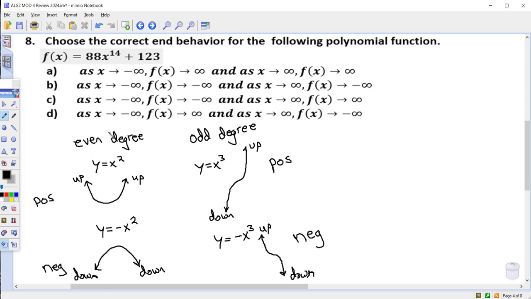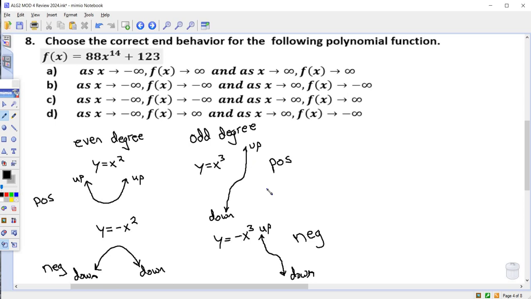So all even degree polynomials that have a positive coefficient are going to have this same end behavior, up and up. That's the common way to say it. You read it from left to right, and people know what you're talking about. If you say the end behavior is up and up, they know you're talking about the left end and then the right end. And an even degree polynomial with a negative coefficient, the number in front of the variable, if that's negative, then we have down and down. Down the left, down the right.